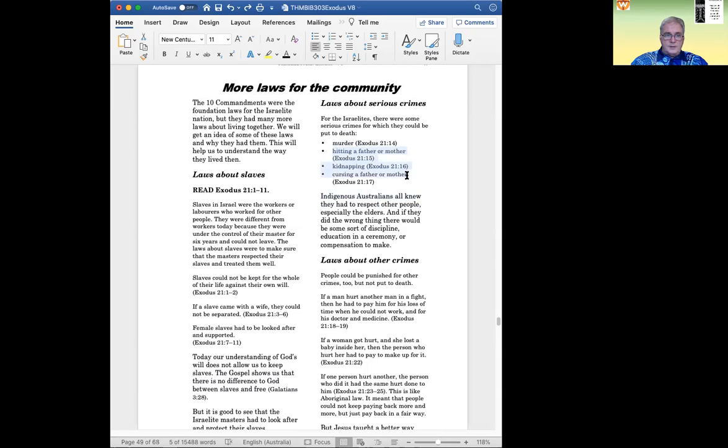Yeah, these other ones, if you're doing that, you're not respecting other people. So we know in traditional law and custom tell us that we need to respect other people, especially elders. And if people do the wrong thing, there would be some form of discipline, or some form of education and ceremony, or you'd have to make some compensation to the other person.